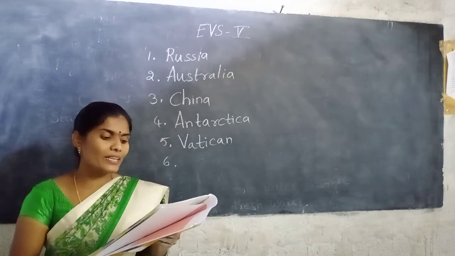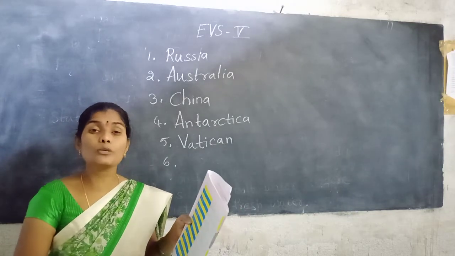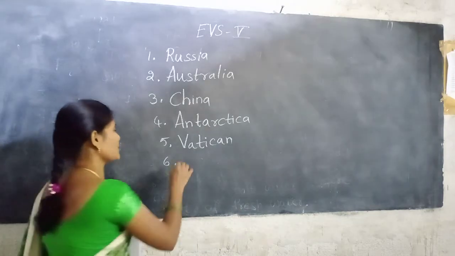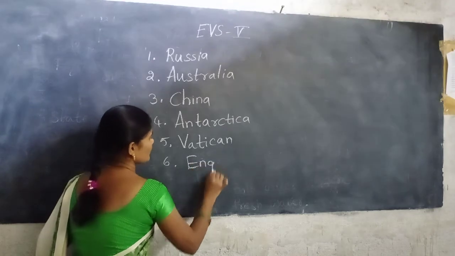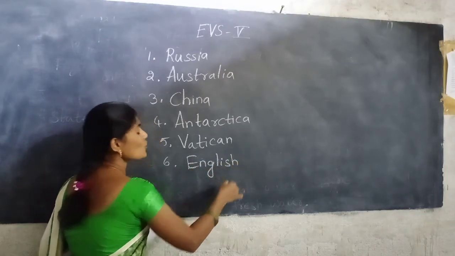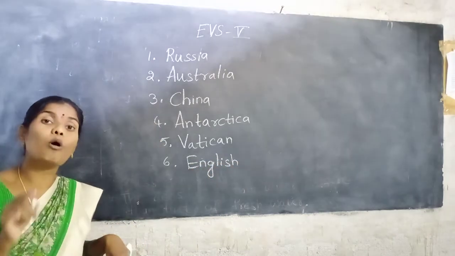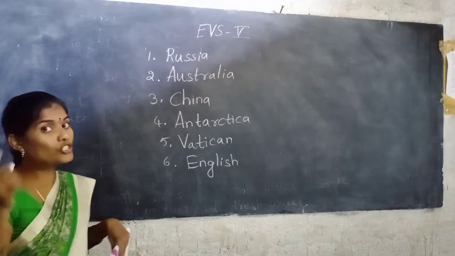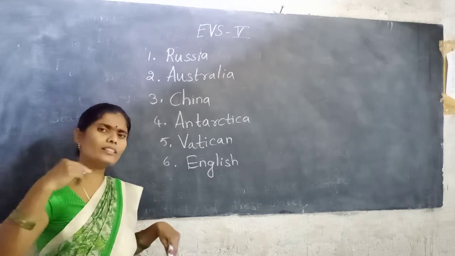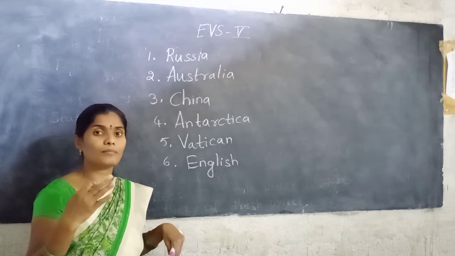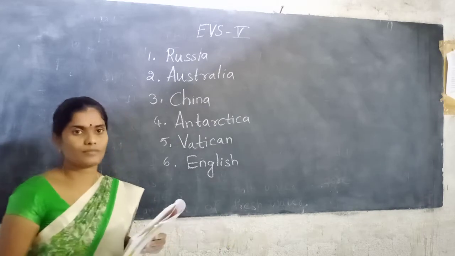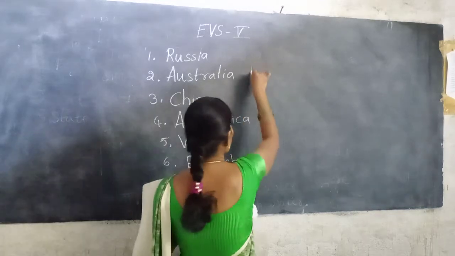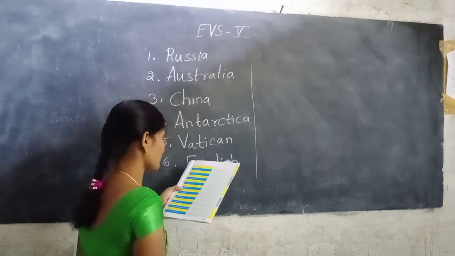The most popular language in the world. Most popular language is English. Most spoken language is Modern Chinese. Most spoken language is Chinese language. The most popular language everyone knows is English. Everybody is interested to speak this language.